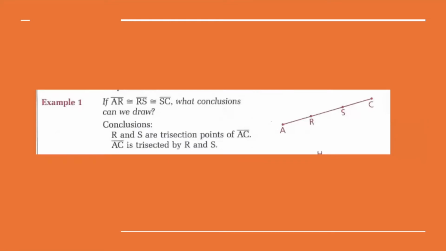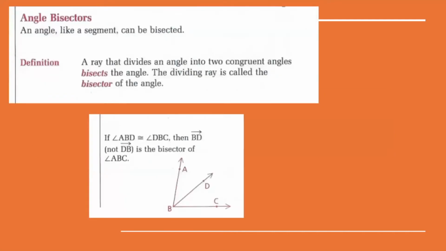Here's our first example. If line AR is congruent to line RS and is congruent to line SC, what conclusions can we draw? We can conclude that R and S are the trisection points of line AC. We can also conclude that line AC is trisected by R and S. That's restating the first conclusion.